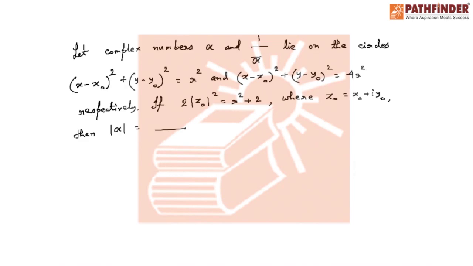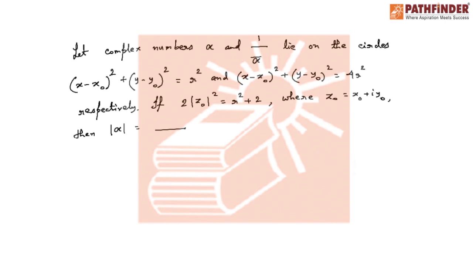Next question. Let complex numbers alpha and 1 by alpha bar lie on the circles (x minus x naught) whole squared plus (y minus y naught) whole squared equal to r square, and (x minus x naught) whole squared plus (y minus y naught) whole square equal to 4r square respectively. If 2 times mod z naught square equal to r square plus 2, where z naught equal to x naught plus i y naught, then mod alpha equal to how much?